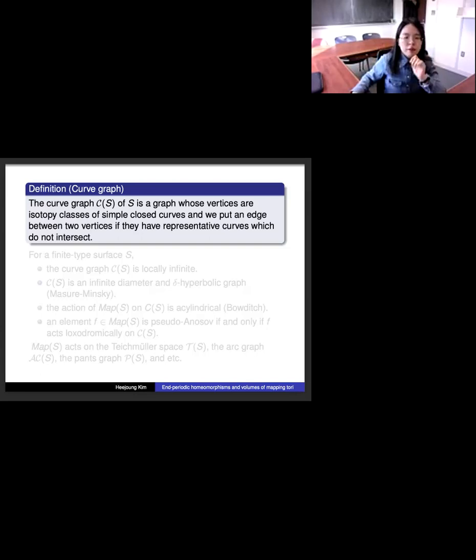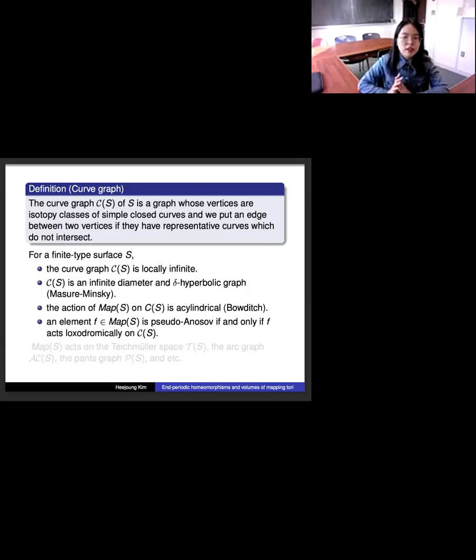For a finite type surface, the curve graph is locally infinite since for a simple closed curve, there are infinitely many curves that do not intersect that curve. And the graph is actually a hyperbolic space, and we understand hyperbolic geometry well. And the action of the mapping class group on the curve graph is actually acylindrical.